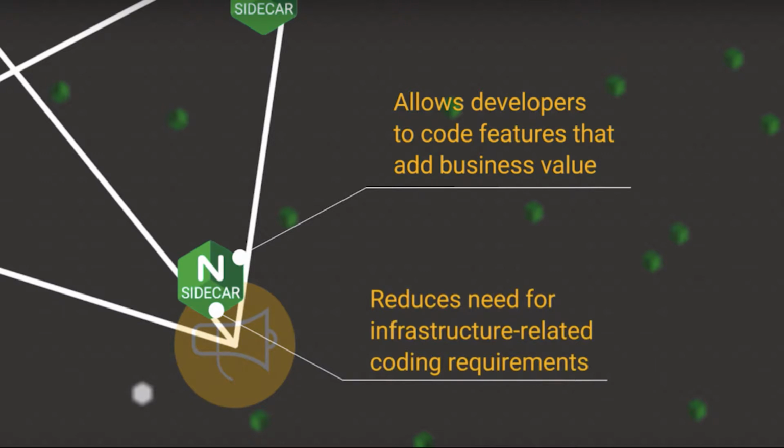What the sidecar then allows is it allows the developers to rather code features that add business value and not worry about these infrastructural elements. And so all the infrastructure is then managed through the service mesh, and the individual programmers don't have to worry about that aspect at all. It just abstracts that away from them.